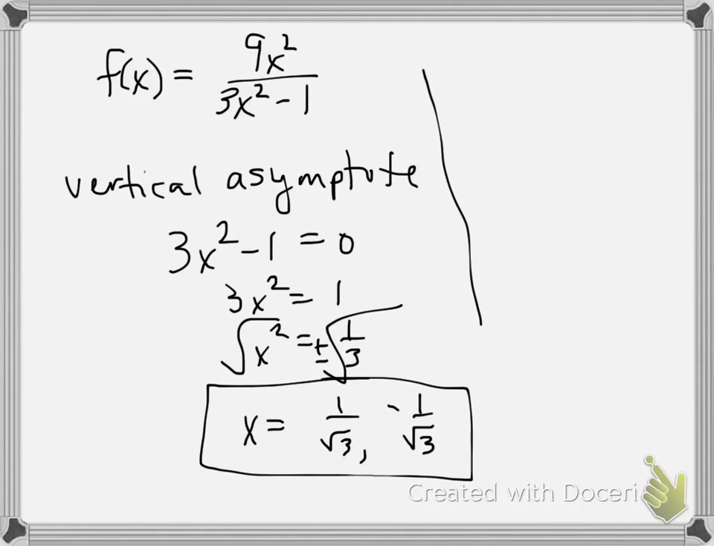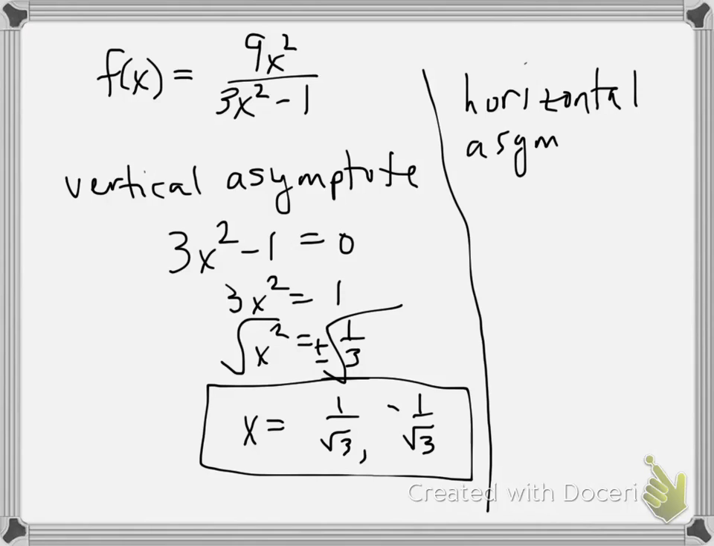I'm going to draw a line here, try to keep it all on the same slide. For the horizontal asymptote, we have to ask ourselves, what is the power ratio? So I look at the highest powers and I have a 9x squared in the numerator, and I also have an x squared in the denominator.